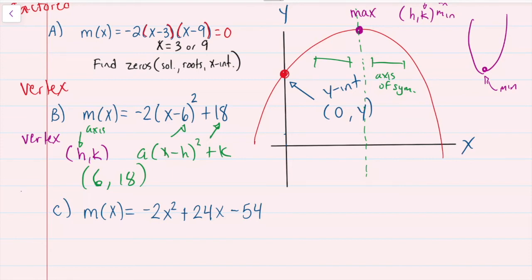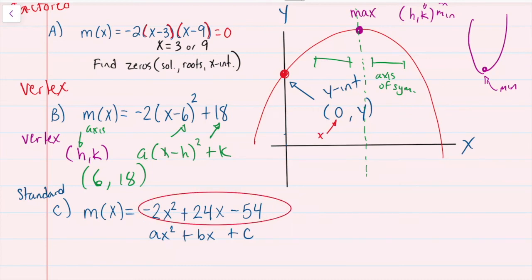This one we call standard form. With standard form, it's basically when everything is on one side, in the form of ax squared plus bx plus c. Well, if I want to find the y-intercept, that's when x is what? 0. And look, conveniently, all the x's are on one side. So if you just plug in a 0 for every x, look at this.